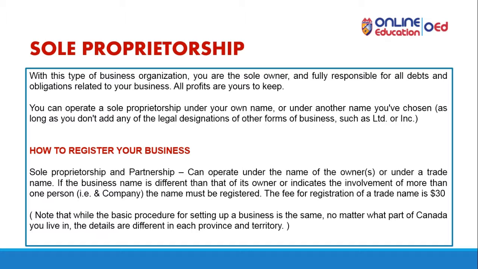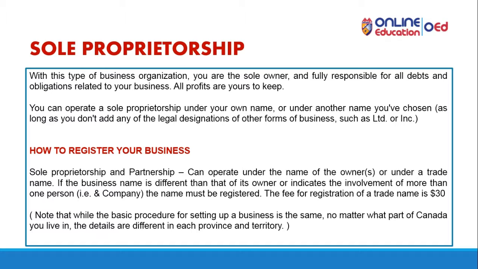So sole proprietorship and partnership can operate under the name of the owners or under a trade name. If the business name is different than that of its owner or indicates the involvement of more than one person, the name must be registered. The fee for registration of a trade name is $30. This is for Canada. Alright, so we have a note.